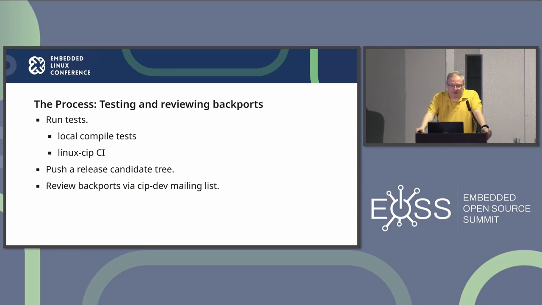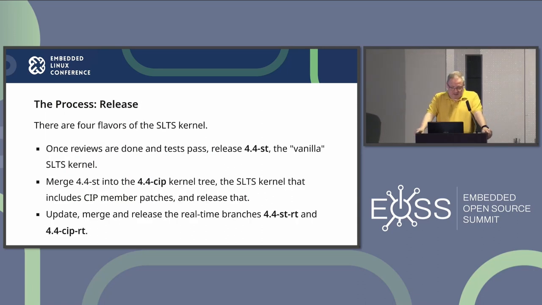After that, the next step is to push out a release candidate tree. That is for review. And then I send a request to CIP Dev, that's our developer mailing list, and ask for reviews of the backports. Final step, release. There are four flavors of the SLTS kernel. Once reviews are done and tests pass, I release the 4.4 ST kernel, that's the vanilla SLTS kernel, that contains all the stable patches that are not specific to vendors or to our member stuff.